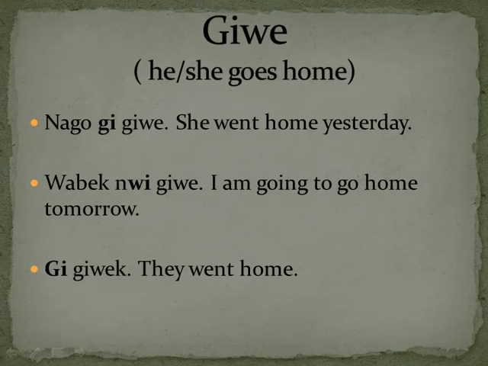Okay, another verb. Giwe. Giwe is the verb to go home. Nago gigiwe. She went home yesterday. This could also be he went home yesterday. He or she went home. Nago gi giwe. And like I said, some speakers might throw a W on the front of that.